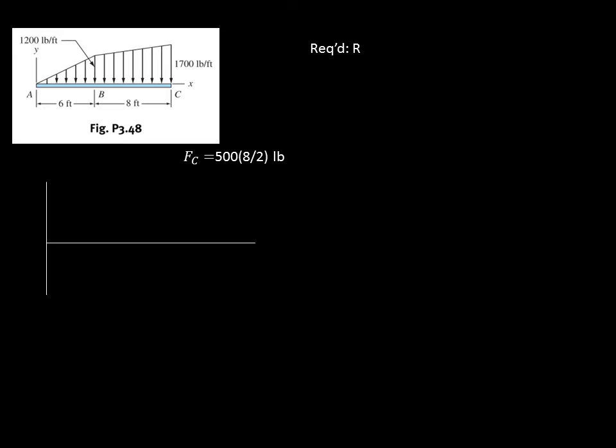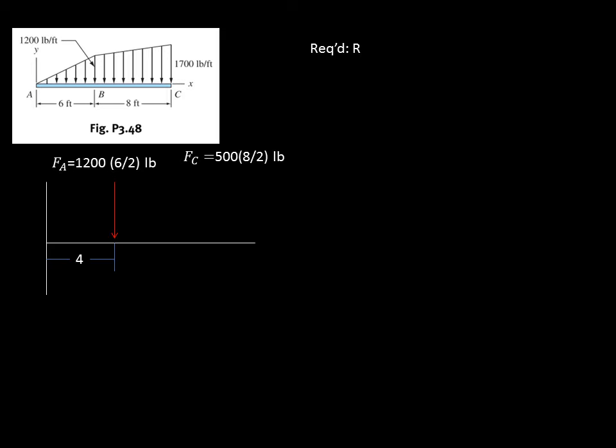Then, we should change the distributed load into individual forces. Let's start with the distributed load at AB. We first transform it into a single force with a magnitude equal to the area of the distributed load AB. Then we locate that single force 1/3 away from the side with a 90-degree angle, which is 4 feet from point A.